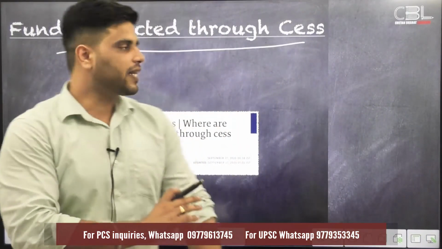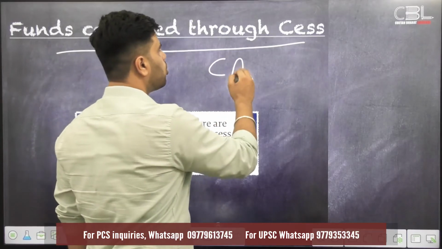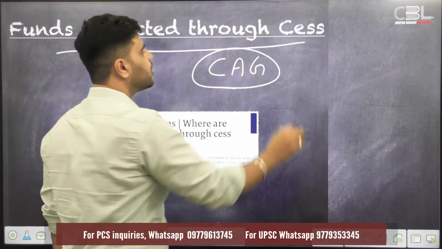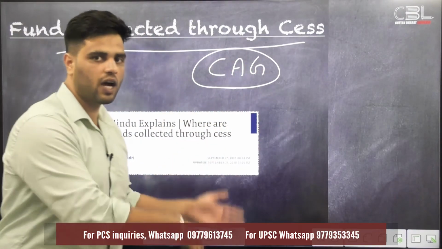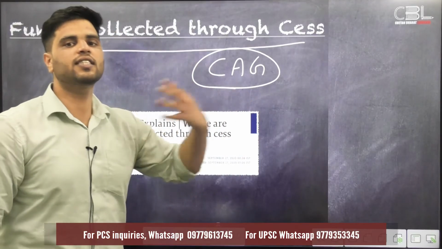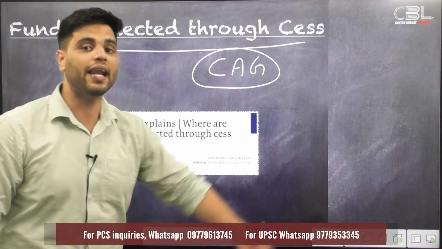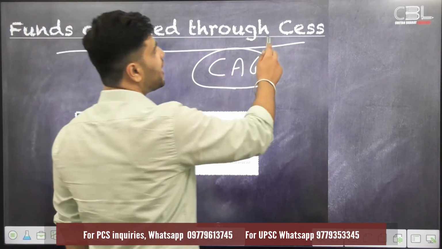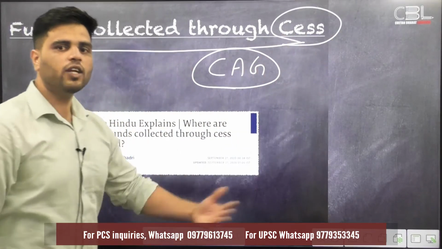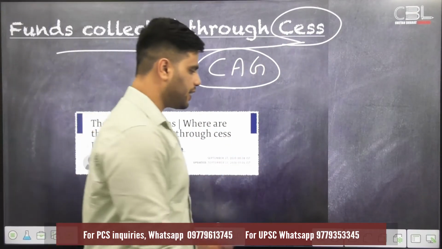Now, recently what has happened is that CAG, Comptroller and Auditor General, which was actually taking a look over union government's accounts, said that there were certain discrepancies, there were certain illegalities with respect to the funds collected through cess. Now, what are these illegalities? Let's take a look at that.